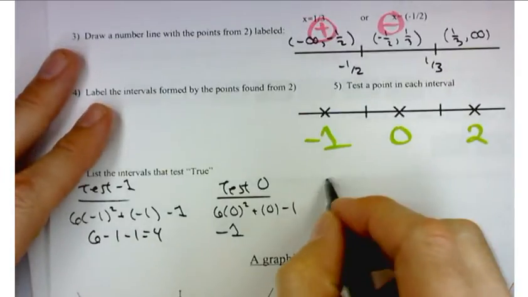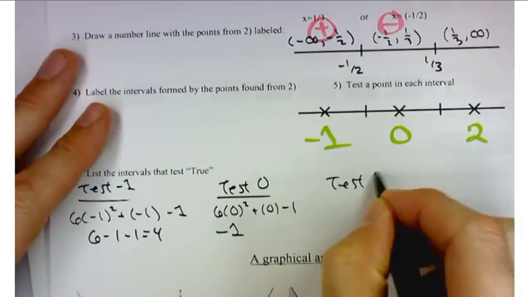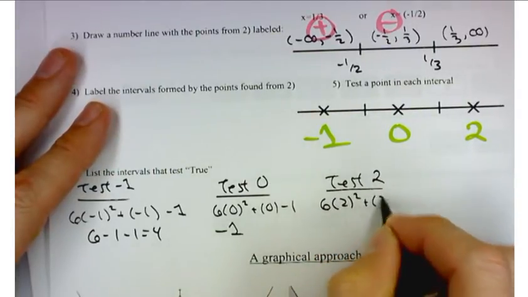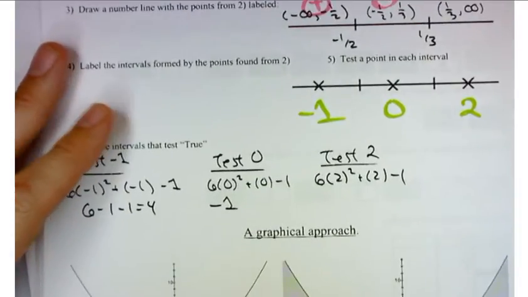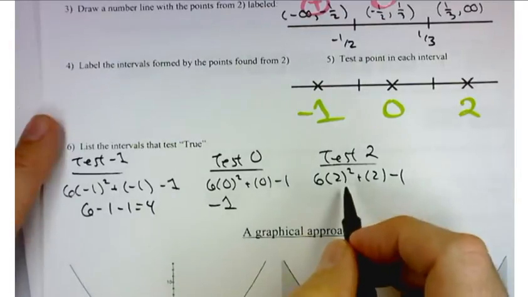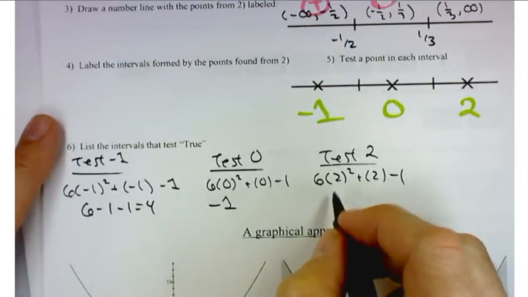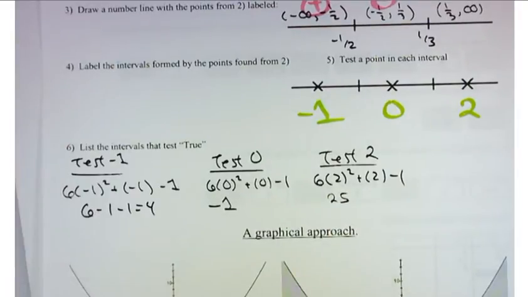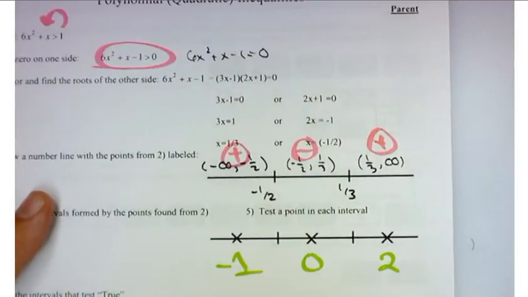Finally, we'll test 2. So it's going to be 6 times 2 squared plus 2 minus 1. I mean, I think you can almost eyeball that one, right? It's not going to be negative. So it's actually going to be 25, I think. We can check it later, but it's certainly going to be greater than 0. So it's positive.